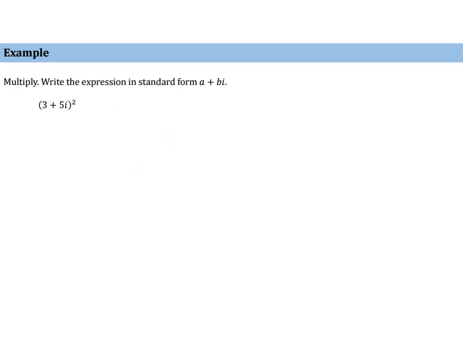So now let's look at the square of a complex number. We have 3 plus 5i. Now the thing to do here is not square the 3 and square the 5i. That will not work. We have to remember what it means to square a number. It means to multiply by itself. So 3 plus 5i times 3 plus 5i. So let's go ahead and FOIL that.